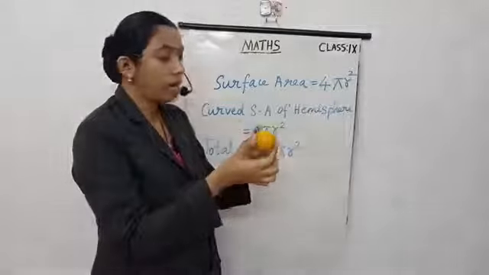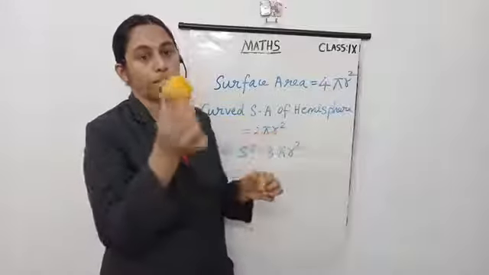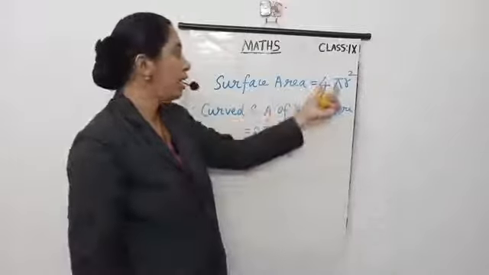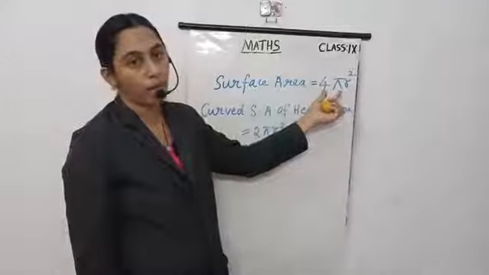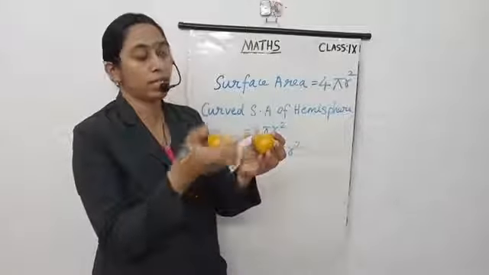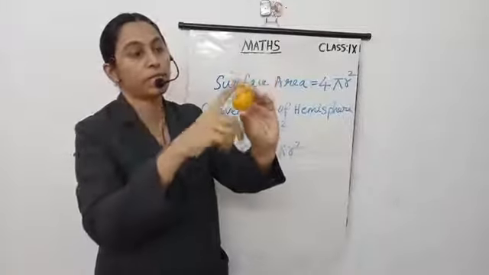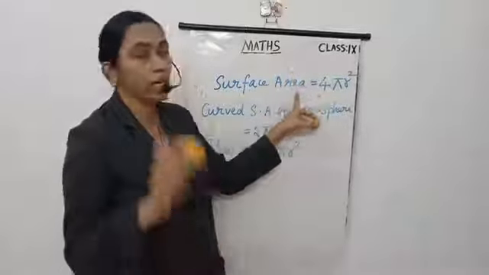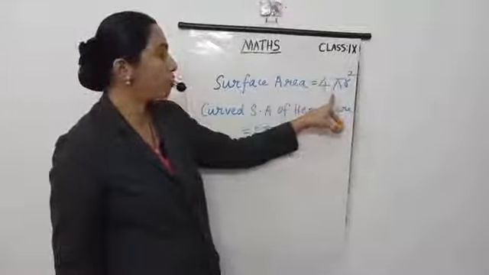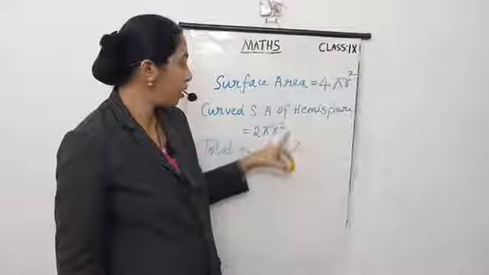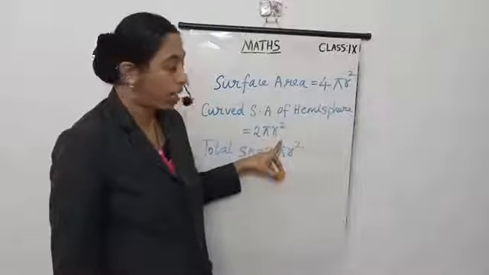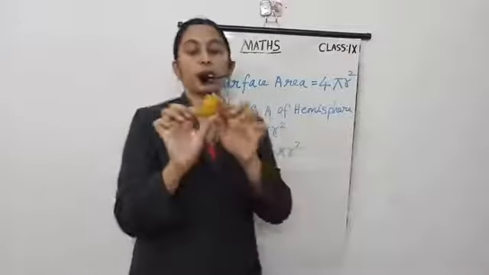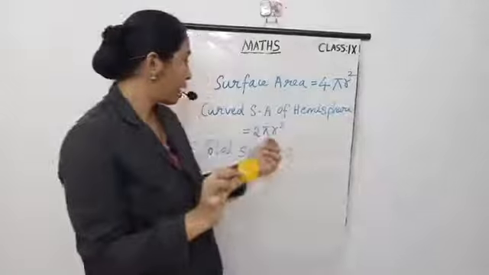You get the idea? The total surface area of this sphere, this whole space is curved, and its area is 4 pi r square. Then half of this is a hemisphere. Its curved surface area is half of the surface area of a sphere, that is half of 4 pi r square, that means 2 pi r square. Understood?